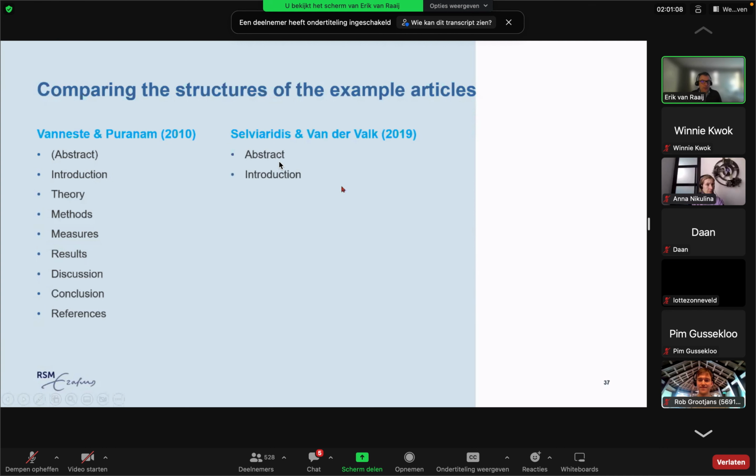And the Salverius van der Valk, very clearly recognizable and structured abstract. Again, an introduction. Then they call their literature review theoretical background. Then there is a research method section, not subdivided in methods and measures. The results are called findings in this case. There is also a discussion, not a separate conclusion, and there are references.